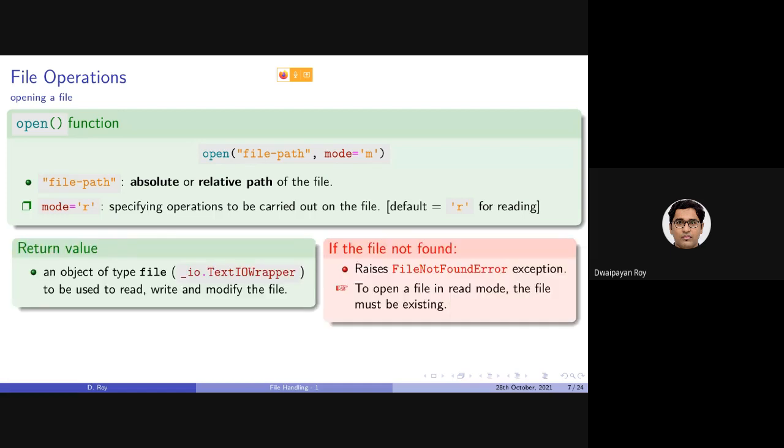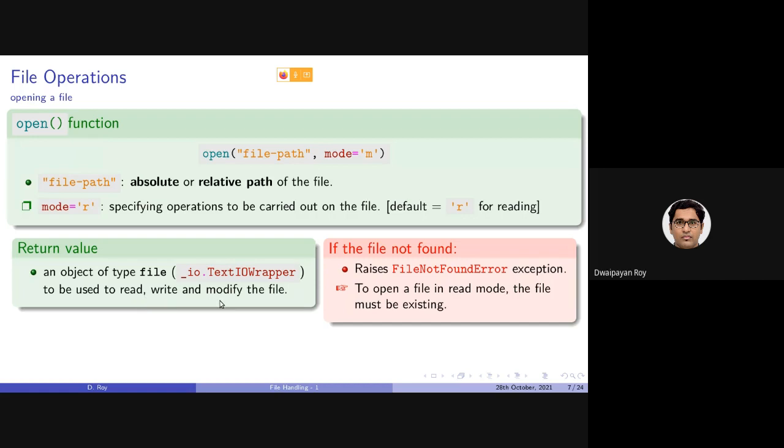This open function, as we can understand, is a function, so it can return something. The return object of this open function is an object of type file, and this object will be used for consequent operations on the file. As I said, the first operation on a file should be opening the file, and on opening the file using this open function, it will return a file object. And that file object can be used to apply different operations like reading from it, writing to it, or modifying the existing content.